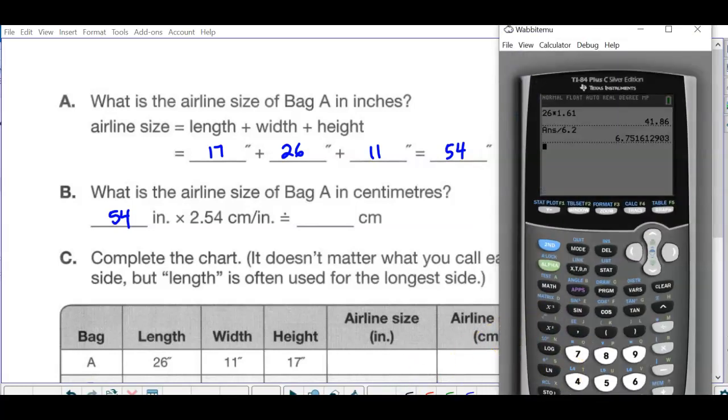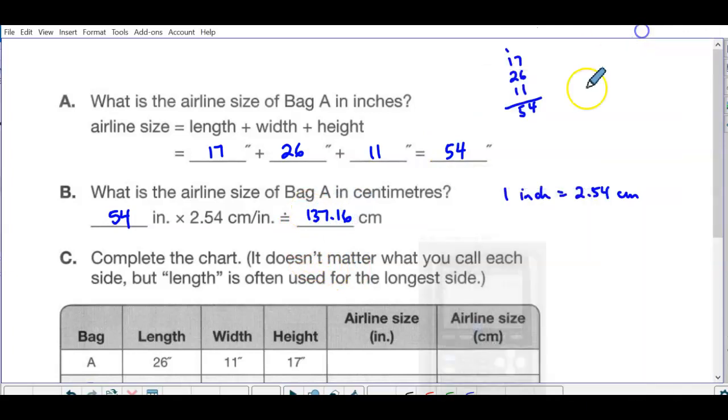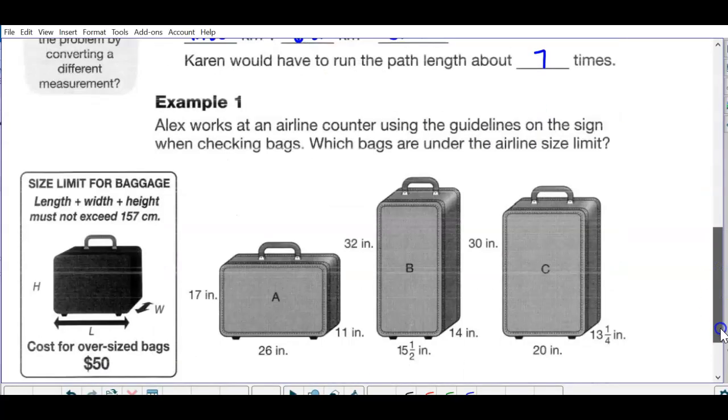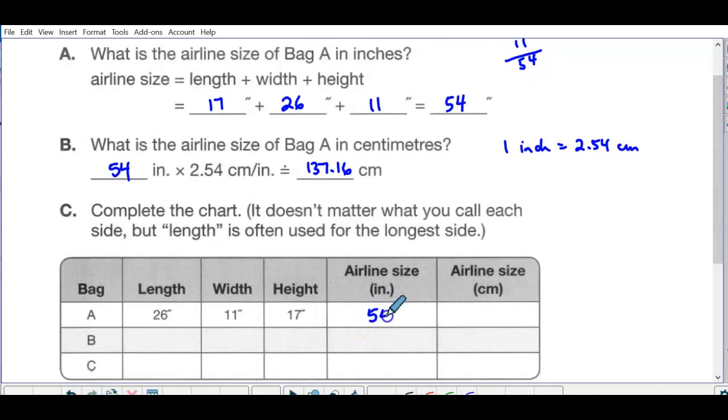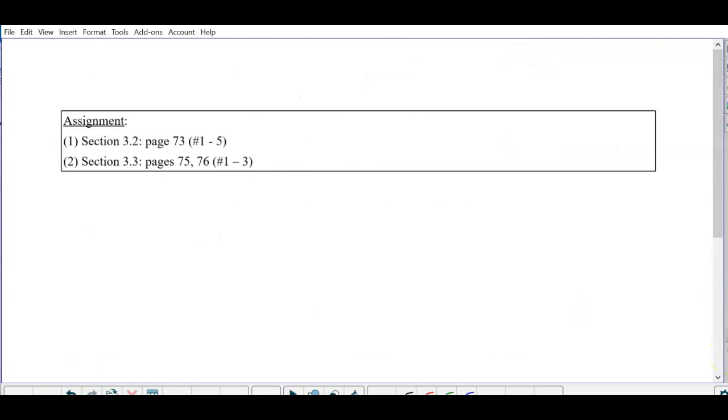So now I'll use my calculator. 54 times 2.54 is 137.16 centimeters. Okay, and what was the allowance? It had to be under 157, so that one's all good. So we can fill in the chart in centimeters, 137.16, so that works. Next one, doesn't really matter, they've done length, width, height. It doesn't really matter what order you consider.